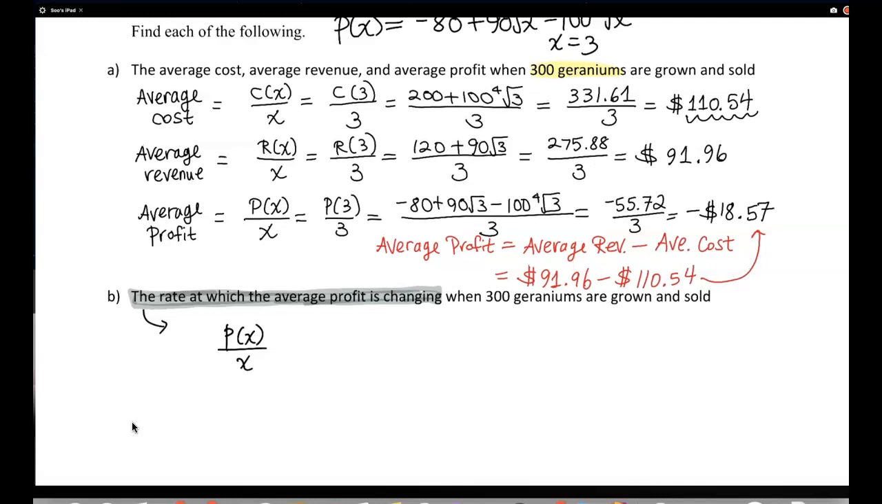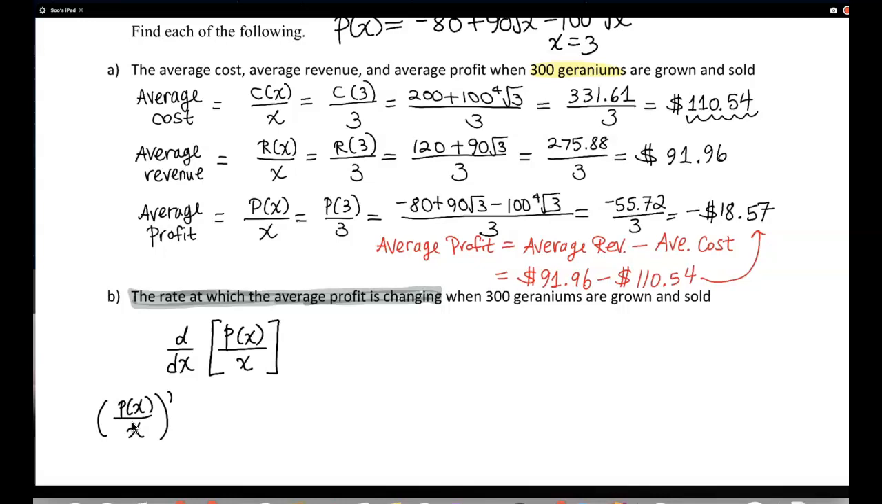So what we are doing is we're finding the derivative of this. We can use two different notations, but I am going to go ahead and use this. So we're finding the derivative of this average profit function with respect to x. Same thing that you can say is the derivative of P of x divided by x. So I'll find that, okay?